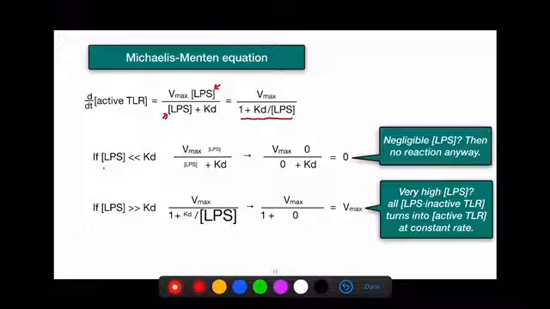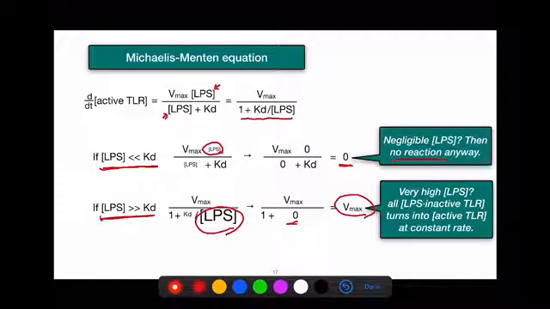When LPS is so much lower than KD, this value becomes 0, and the whole thing becomes close to 0. What it means is that when we have negligible LPS, there will be no reaction anyway. But if LPS is much, much higher than KD, then this one will dominate and becomes 0, and the rate will just become Vmax. This means that the formation of active TLR will happen at a maximum rate.